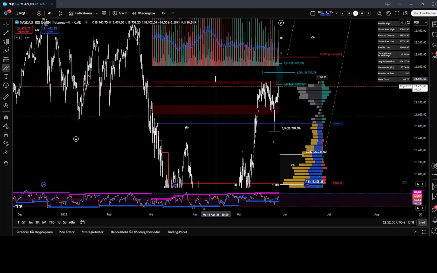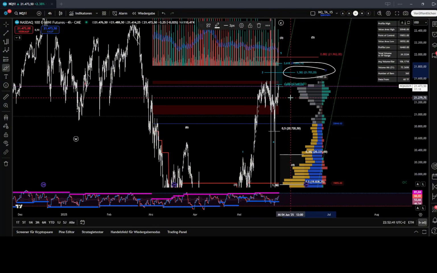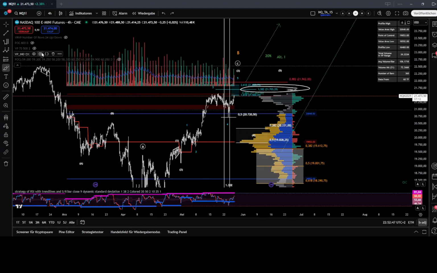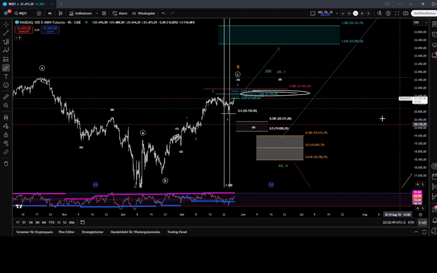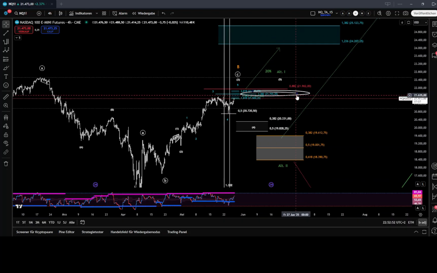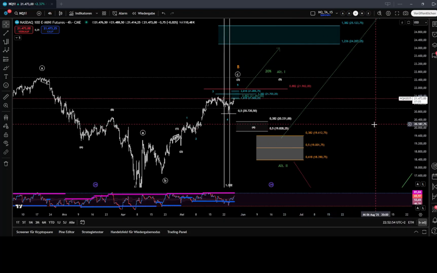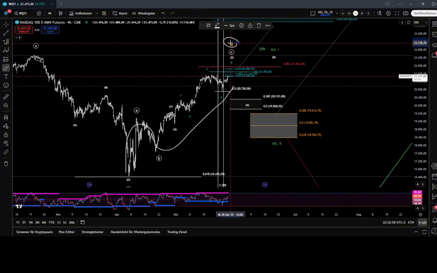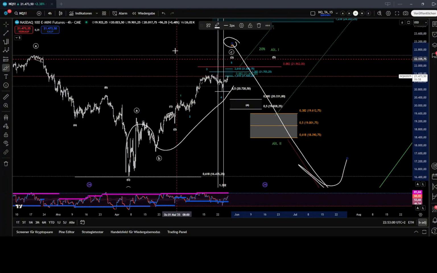We have some structural resistance at 21,597 and 21,628. And then, ladies and gentlemen, we have the 1.382 here, which would be my target for this being an ABC structure to the upside. Let me just remove that again. So that would be my target for this being just an ABC. In orange, that finished the B wave, and then we're looking for lower prices.